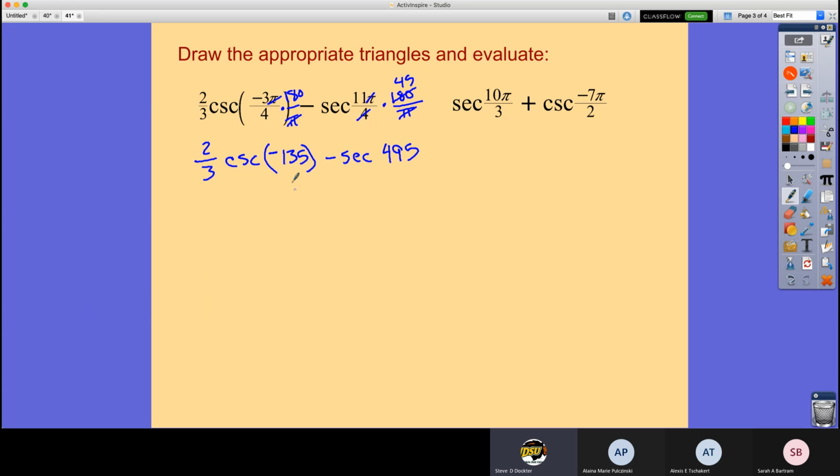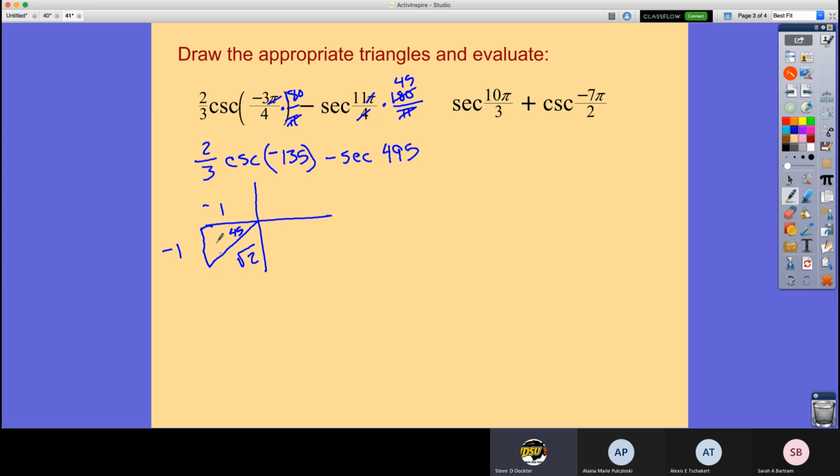All right, so let's work on this first one here. Cosecant of negative 135. Negative 135, it would be in what quadrant? It'd be down here in the third one, because we'd come down and around. Reference angle of 45, which means 1, 1, square root of 2. Both of these would be negative signs.